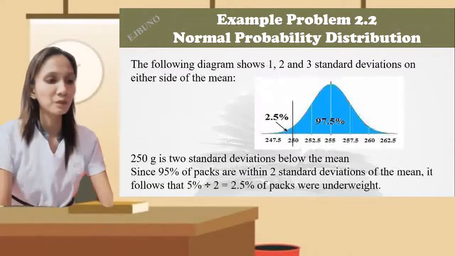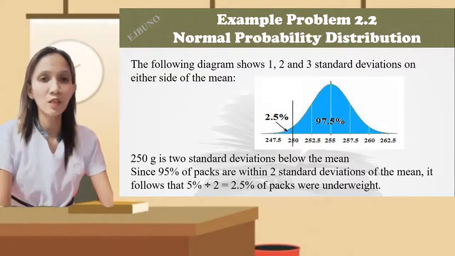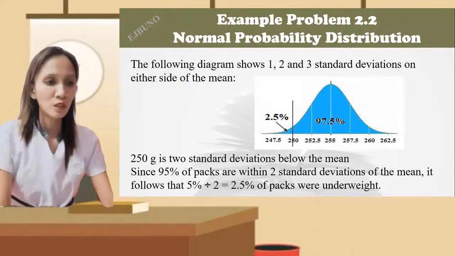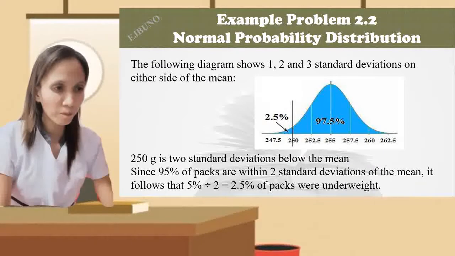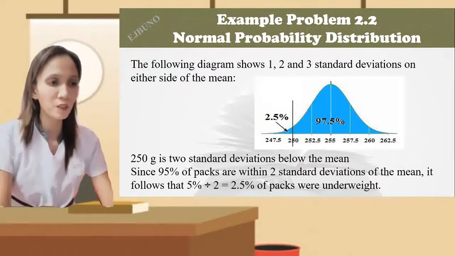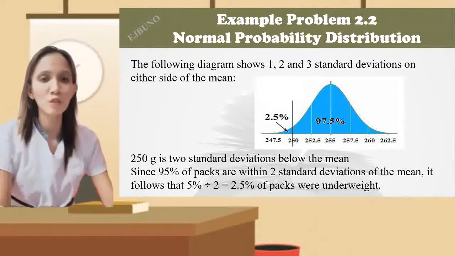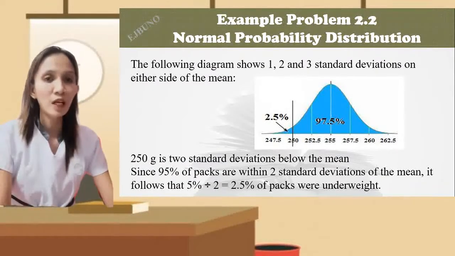Now, you can see the following diagram shows 1, 2, 3 standard deviations on either side of the mean. In this graph, 250 grams is 2 standard deviations below the mean. Since 95% of the data is within 2 standard deviations of the mean, it follows that 5% divided by 2 is equal to 2.5% of the packs were underweight.